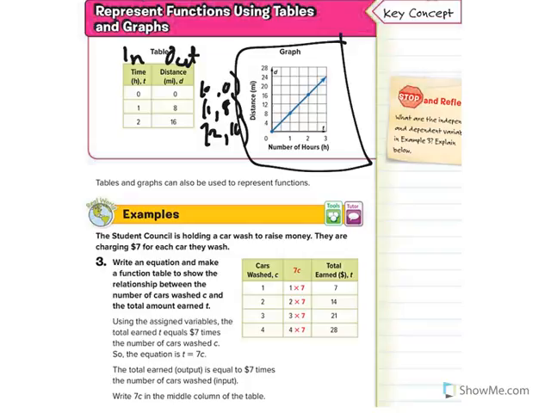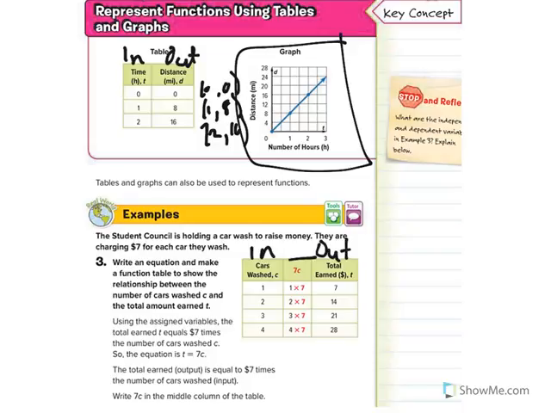Take a look at example 3. The student council is holding a car wash to raise money. They are charging $7 for each car they wash. So you have to write an equation and make a function table to show the relationship between the number of cars C and the total amount earned. So you're starting with the number of cars and figuring out the total amount earned. So your cars is your input, your total earned is your output, just like you see here.